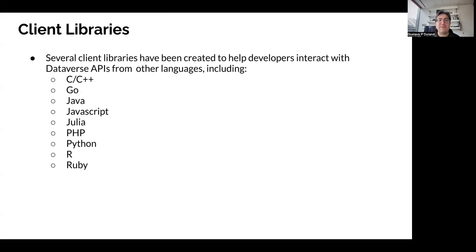And so several wrappers have been written around the APIs, client libraries for these different languages. And you can see the list here, but it includes C, Java, PHP. Python is a very popular one, obviously. It's called PyDataverse. And that way, instead of having to call the APIs directly, you actually use regular Python code and make these calls, and they internally call the APIs.